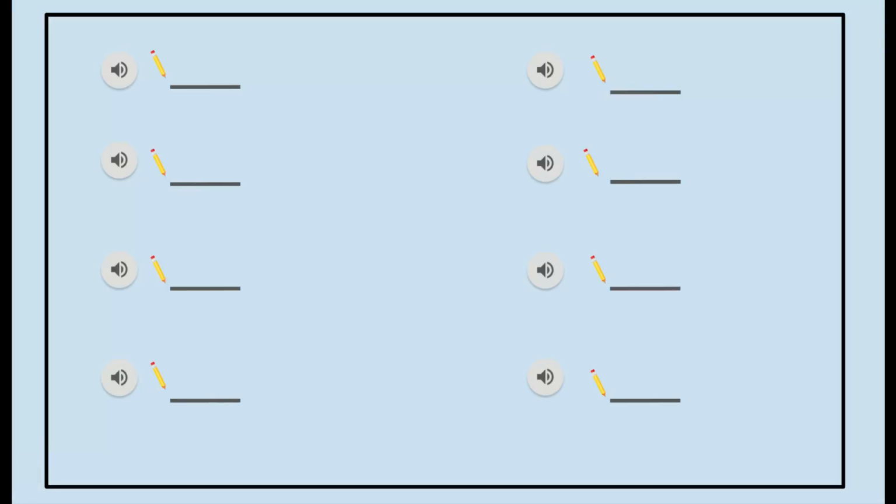Now get your pencil and paper ready as we listen to 8 sounds. Write the letter or letter pairs that make the sounds that you hear. Number 1, sk.